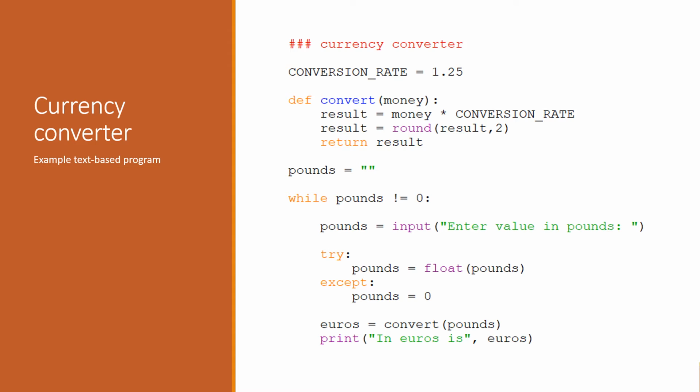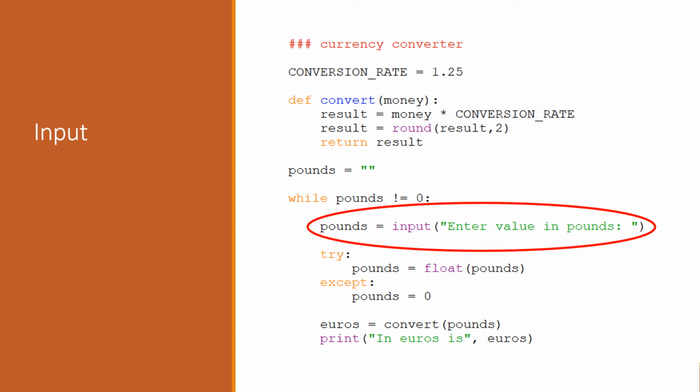Here it is. It's a currency converter. It takes input as pounds, converts them into euros, and then outputs the number of euros. Here's the input part of the program. So we use the Python input command. There's a prompt to the user. The user will type something, and that input by the user will be stored in a variable called pounds. I'm pretty sure that's familiar to you.